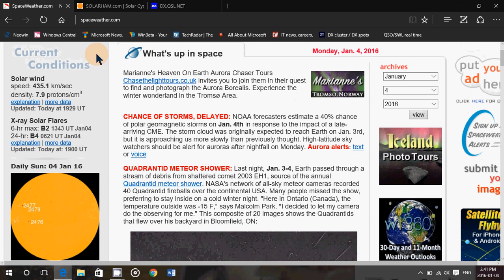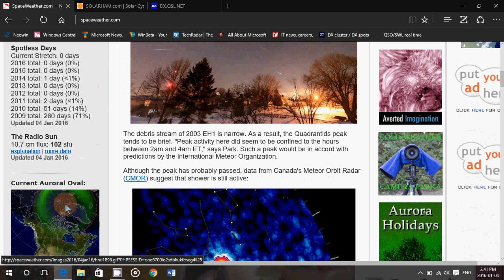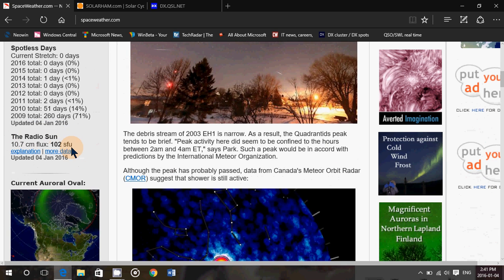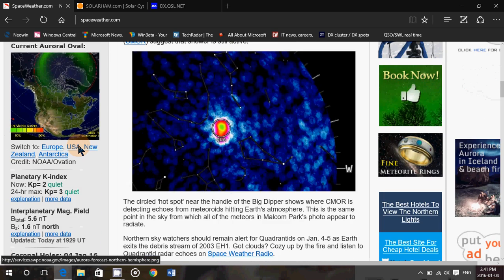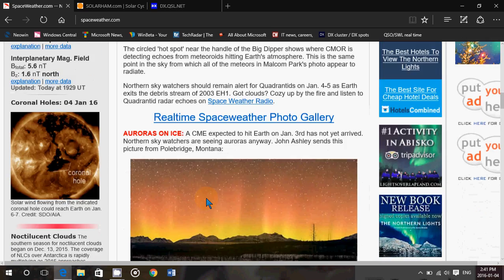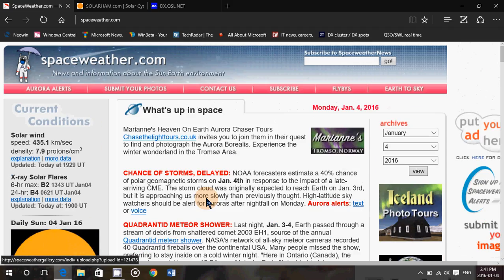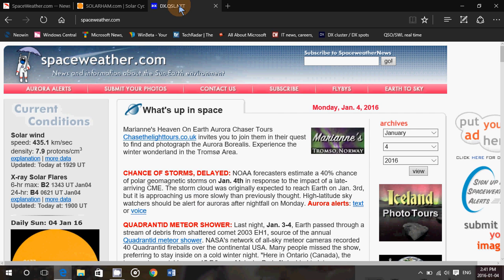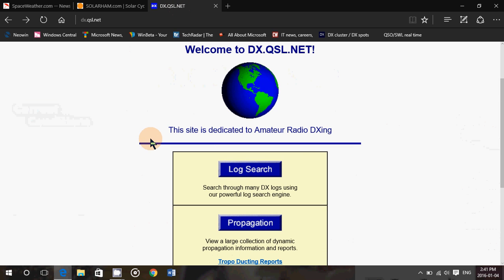And you have basically the same information here on the left side. So if you look, you'll see the solar flux 102. So you have more information. The K index once again showing up, and all the information about what's happening. And if you're in a hurry and you just want to have the 3 numbers, that's solar flux, A index, K index, dx.qsl.net. That's a very direct one.